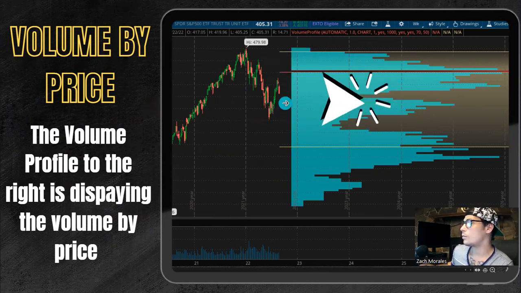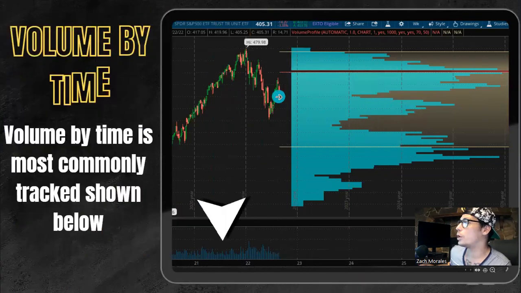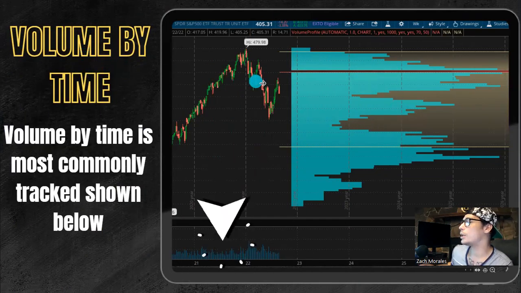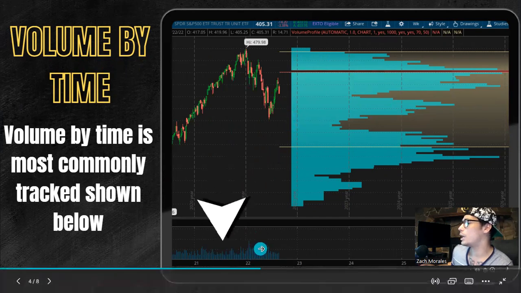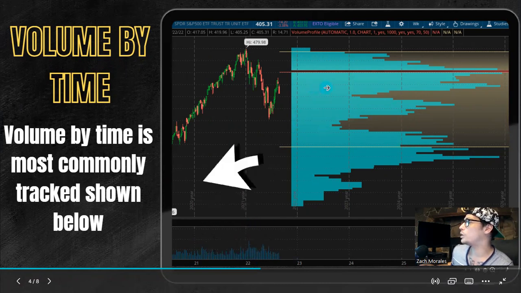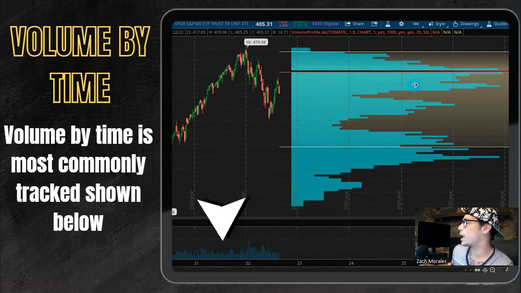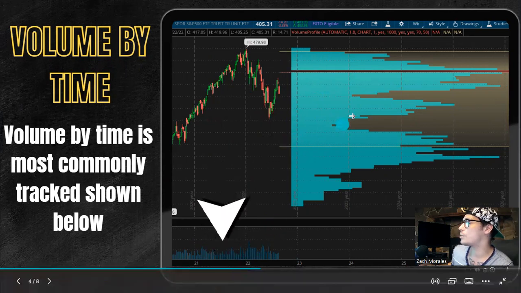What most people are familiar with is volume by time. It's the most commonly tracked, shown below down here. And people will look and say, oh, there's massive volume on the day, right? But what you need to pay attention to also is the volume by price. Where is the volume going to move to? Where is the price going to move to when the volume by time steps in?